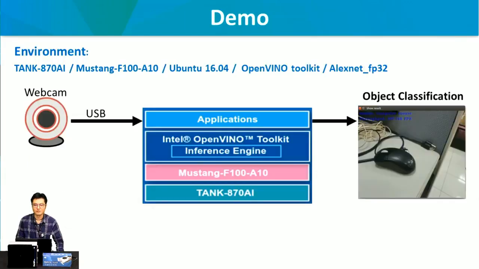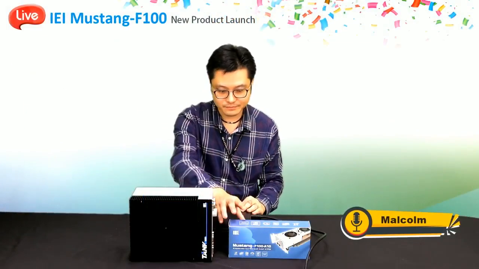So here is our quick demo. The environment includes the Tank-A70 AI, the Mustang F100-A10, and our OS is Ubuntu 16.04. We're using the OpenVINO Toolkit example, the topology is AlexNet, to do the object classification task. So let's start from the installation of the AI toolkit.